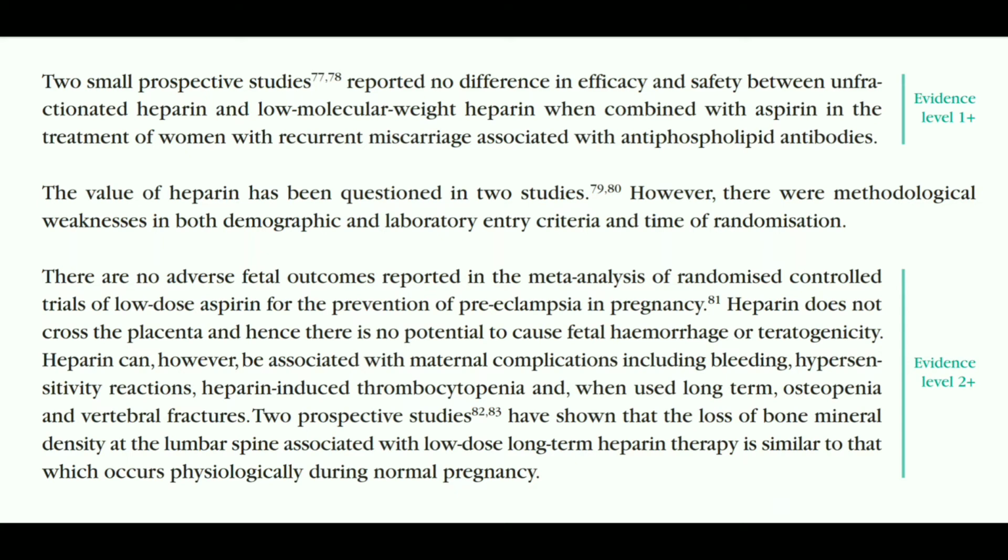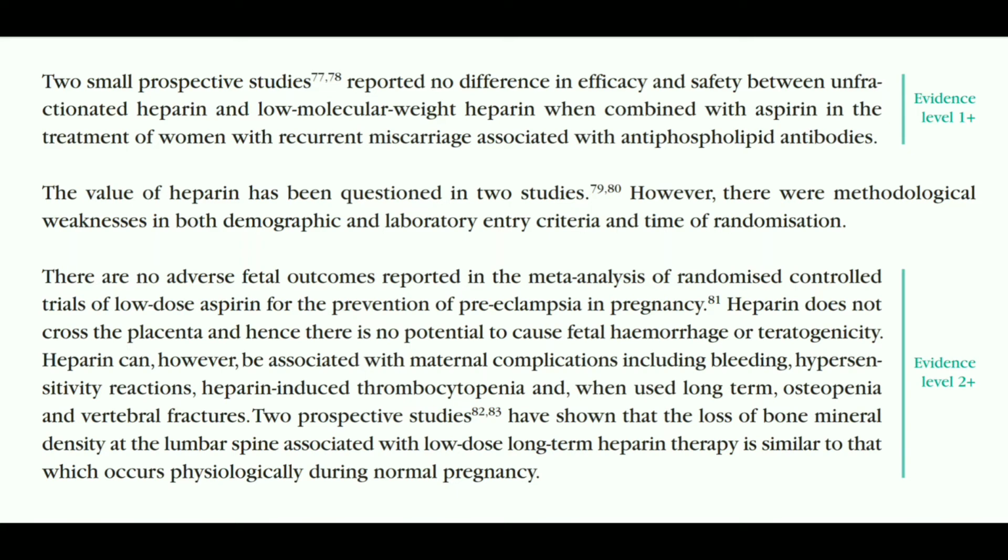What adverse effects of aspirin and heparins are there? There is no adverse fetal outcome reported in the meta-analysis of the randomized controlled trials of low-dose aspirin for the prevention of preeclampsia in pregnancy. Heparin does not cross the placenta, and there is no potential to cause fetal hemorrhage or teratogenicity. Heparin can, however, be associated with maternal complications including bleeding, hypersensitivity reaction, heparin-induced thrombocytopenia, osteopenia and vertebral fracture.